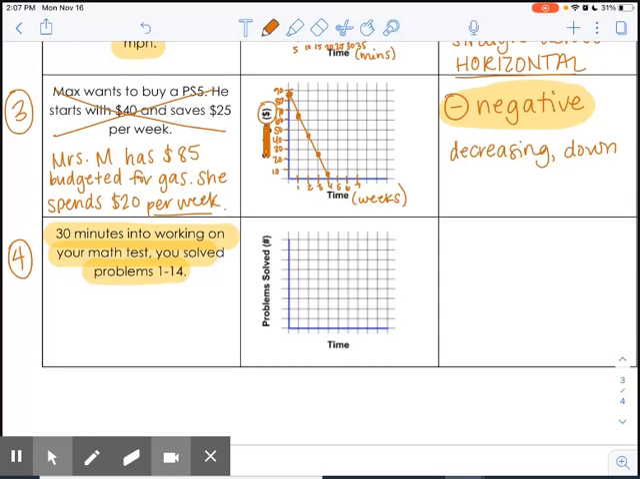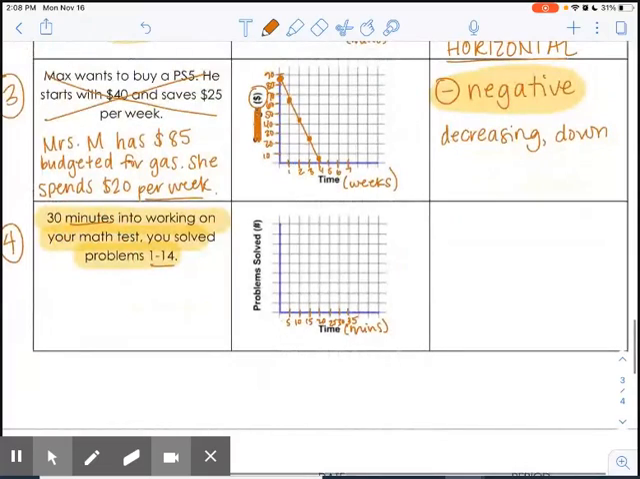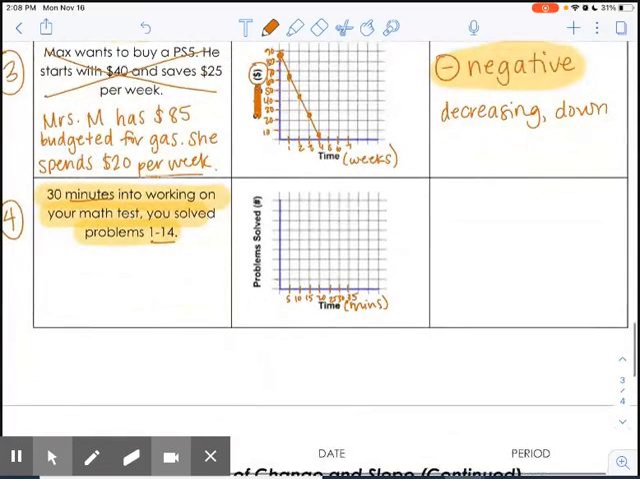But time, we're talking about minutes. That's my unit. And we're talking about 30 minutes. I'll count by fives. So 5, 10, 15, 20, 25, 30. And problems 1 through 14. I don't think I can reach 14 counting by 1, so I'll just count by 2s. Okay, so here's what I mean in this situation.